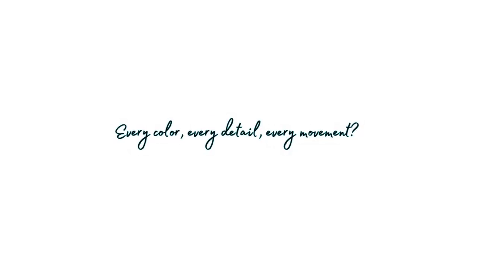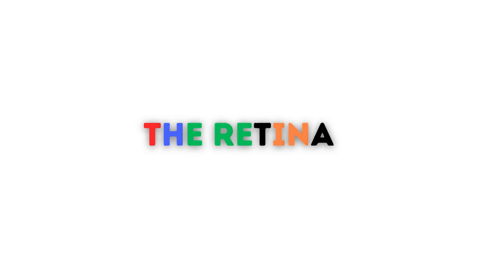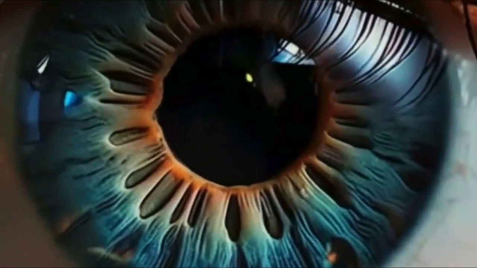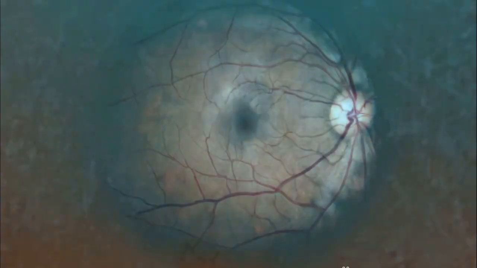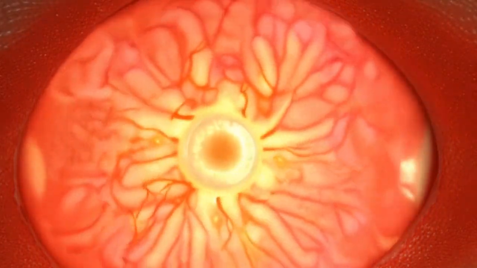Every color, every detail, every movement, it all starts with a tiny, intricate structure at the back of our eyes. In this video, we're going to embark on a journey into the microscopic world of the retina, unraveling its secrets and understanding how it transforms light into vision.